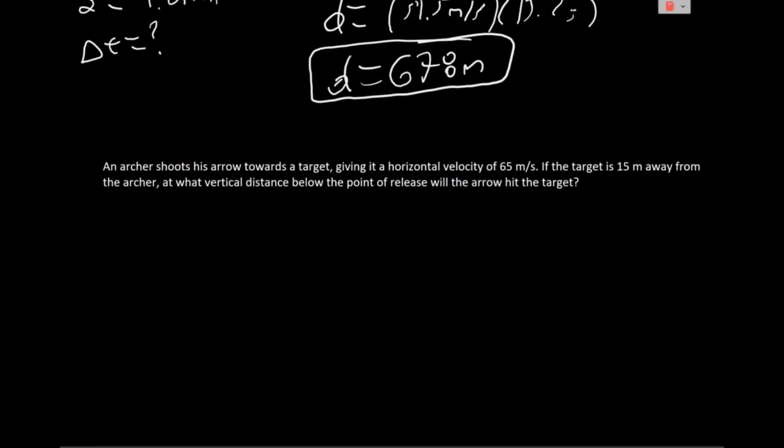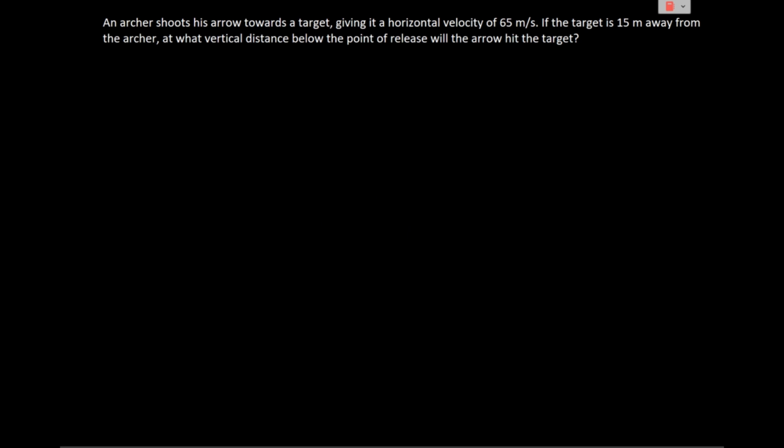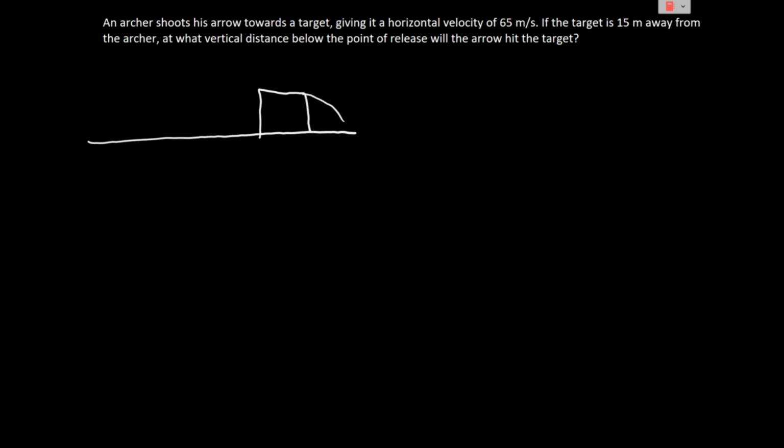Let's try another one. An archer shoots his arrow towards a target, giving it a horizontal velocity of 65 meters per second. If the target is 15 meters away from the archer, at what vertical distance below the point of release will the arrow hit the target? To visualize this, we have ground over here with the target set up. The arrow is going to go straight forward, and then it's going to dip down a little bit to hit the target. So we know that vertical distance is talking about the displacement, and that's what we're solving for.